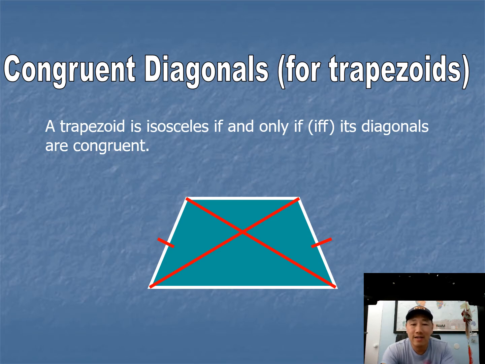Let's do another property of isosceles trapezoids. Congruent diagonals theorem: a trapezoid is isosceles if and only if its diagonals are congruent. So again, if the sides are equal, then it turns out that the diagonals are equal. All the way across, they are equal.